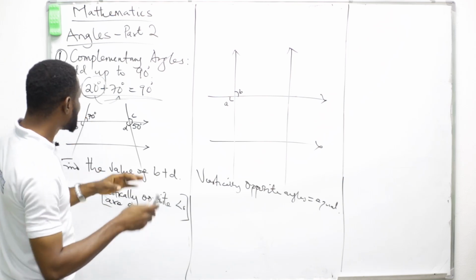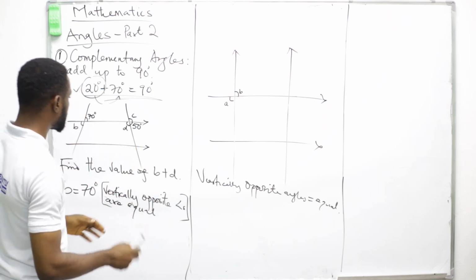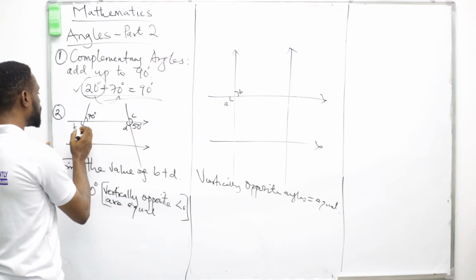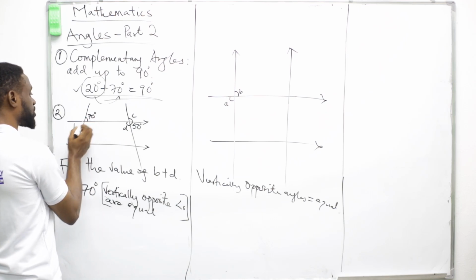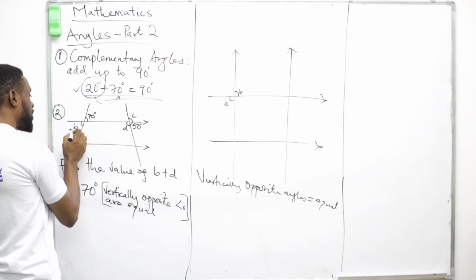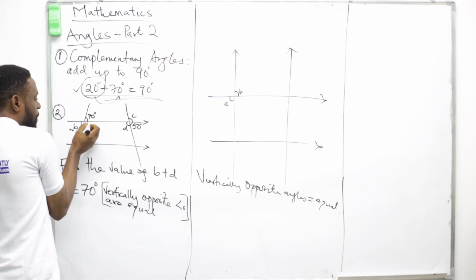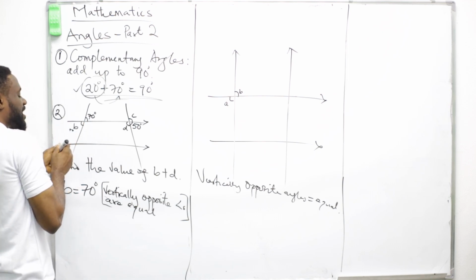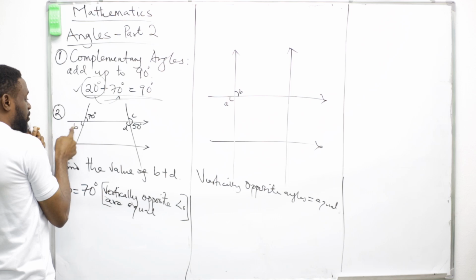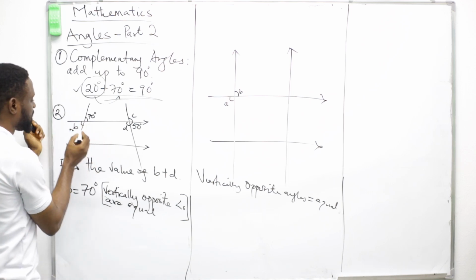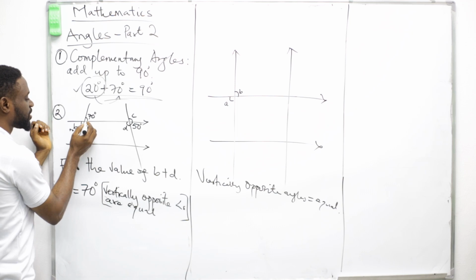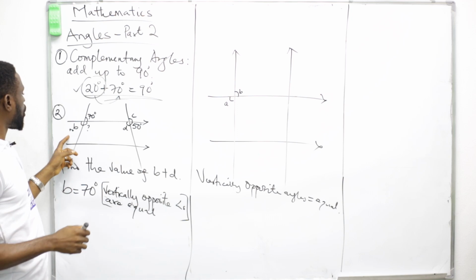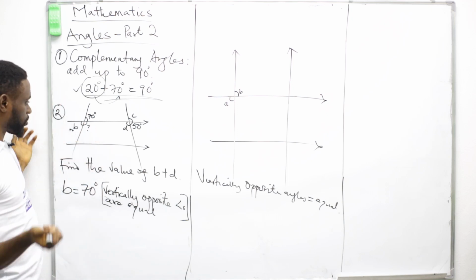Now, the second thing we need to know is, if we have the value of this to be 70, it means for us to know what we have here, it is simply 180, because this angle and this angle, let's even say this angle is given as a question mark. To know what is here is simple.